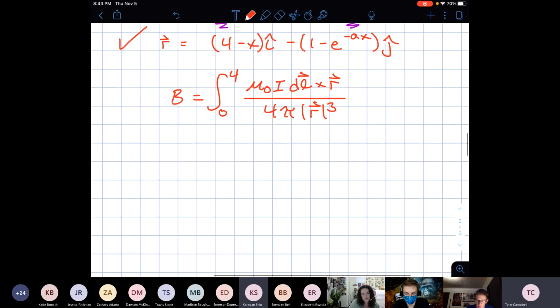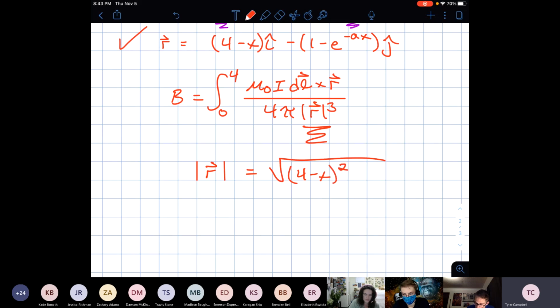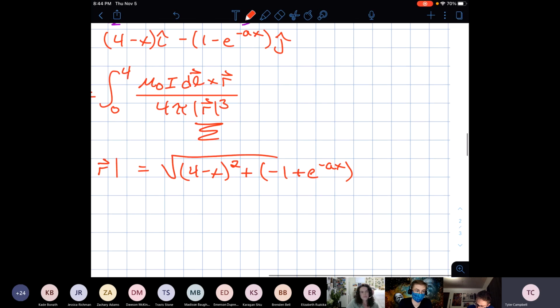We do have to find regular r, because we need the magnitude of my r vector cubed down here at the bottom. So after I have r, the magnitude of the r vector is just the square root of the sum of the squares of those components. So (4 minus x) squared plus, it will be plus, but I'll just distribute the negative, 1 plus x squared. That would be the magnitude of my r vector, and I've just got to cube that once I finish it. Okay, thank you. Yeah, no problem.